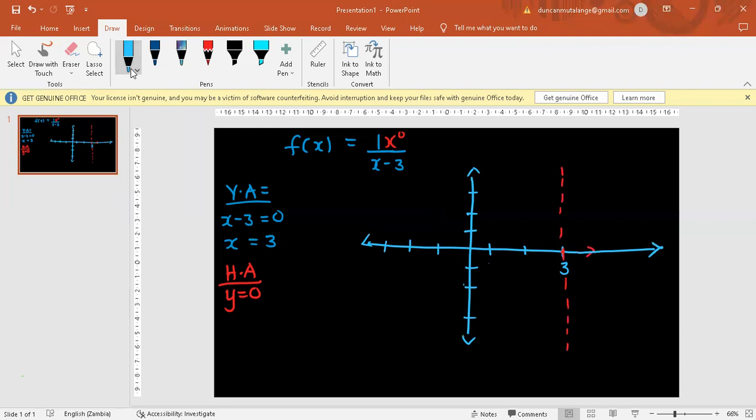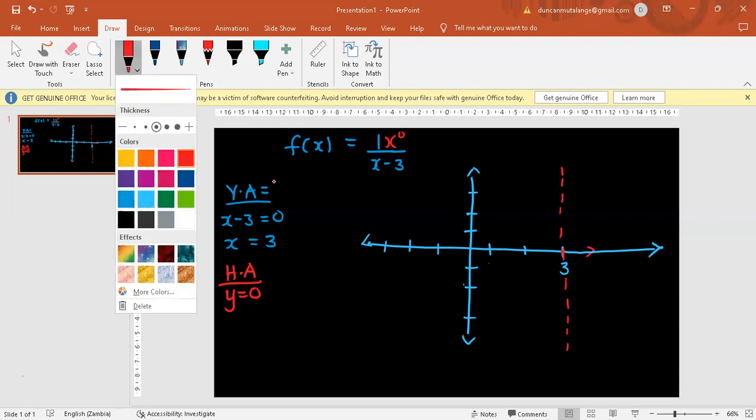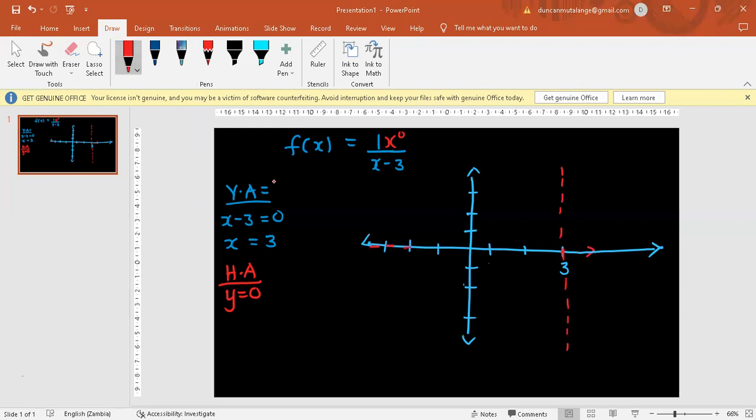Then our horizontal asymptote is y equal to 0. So y equal to 0 will just be in this region. y equal to 0 is just here. So y is going to pass like this. This is our horizontal asymptote. Okay? And that is all.